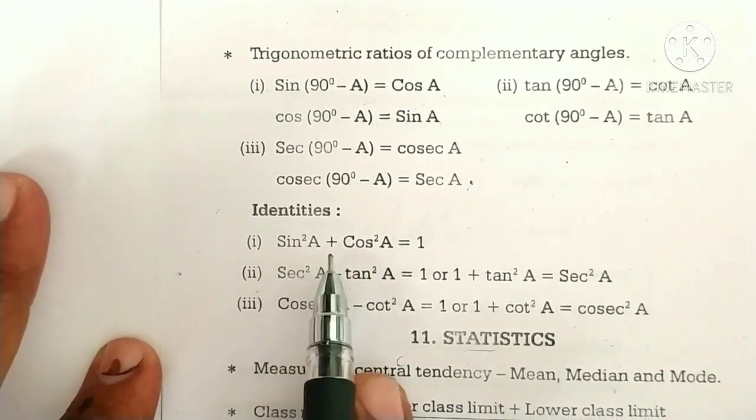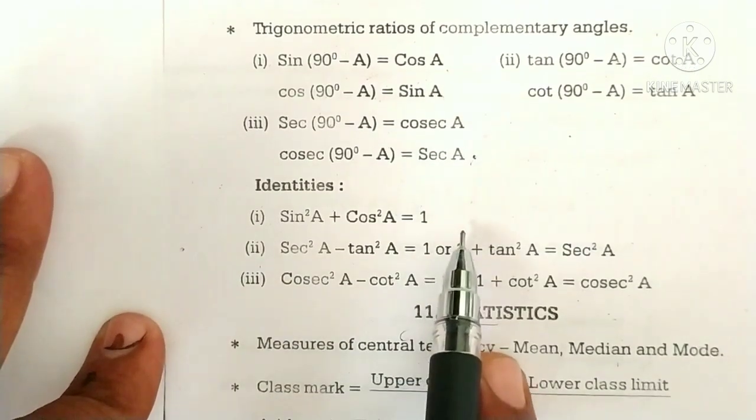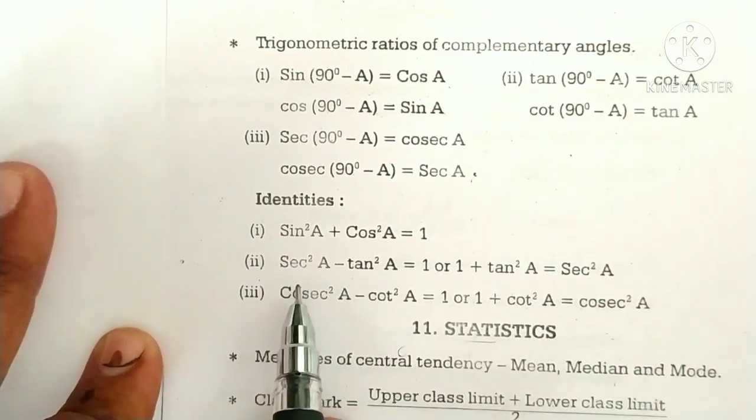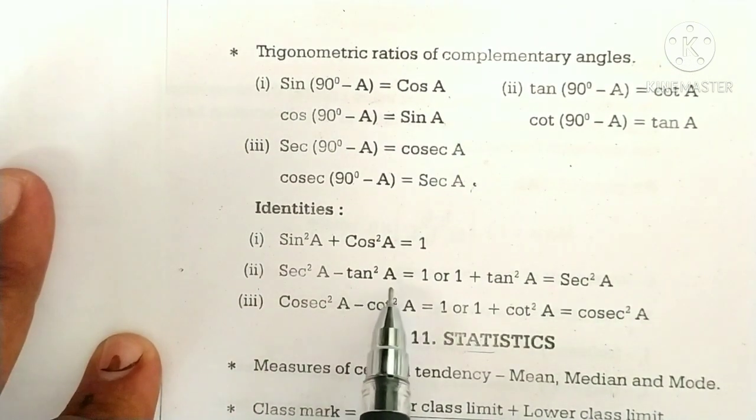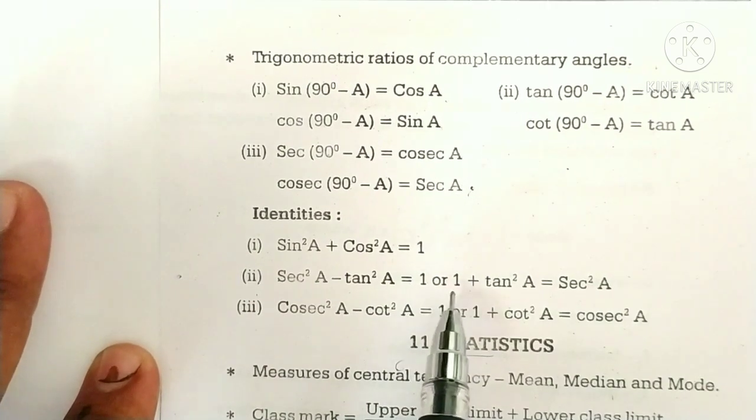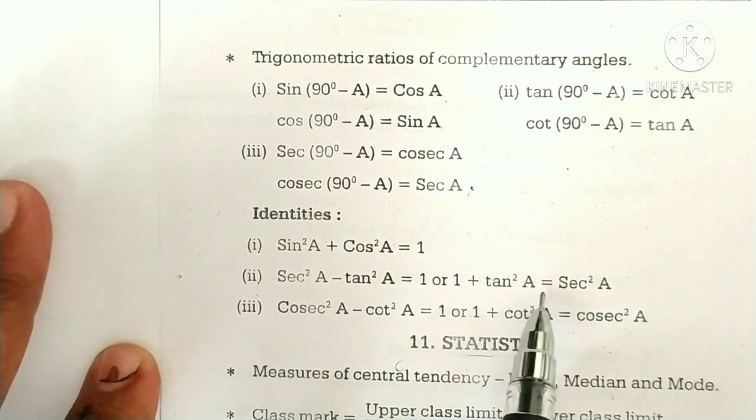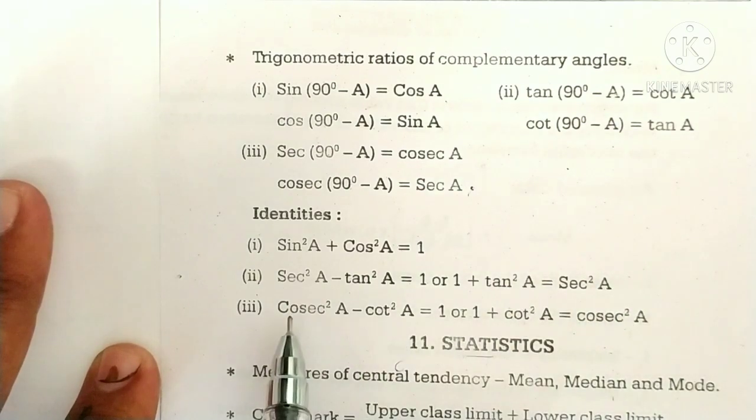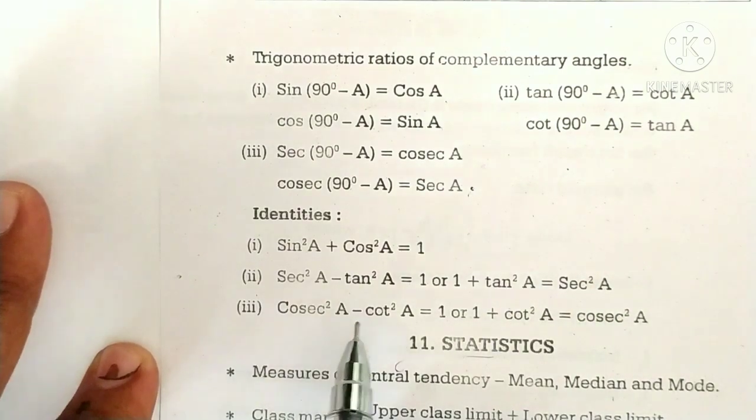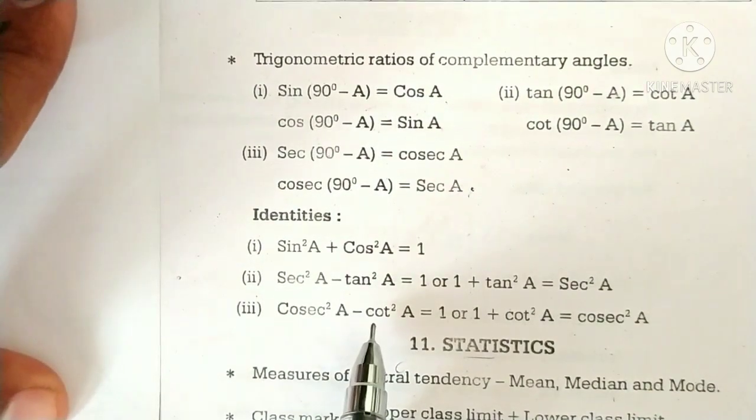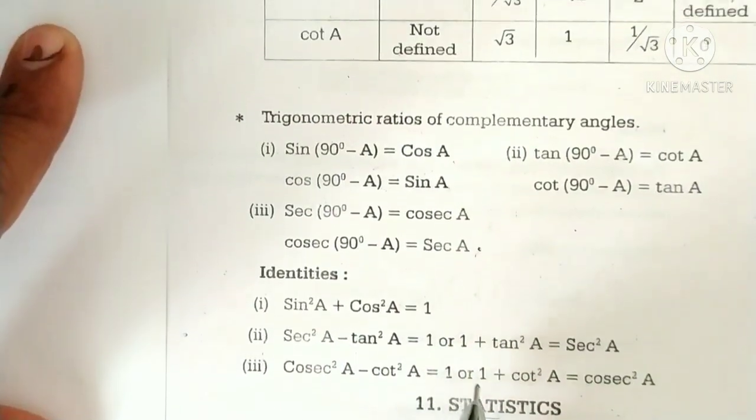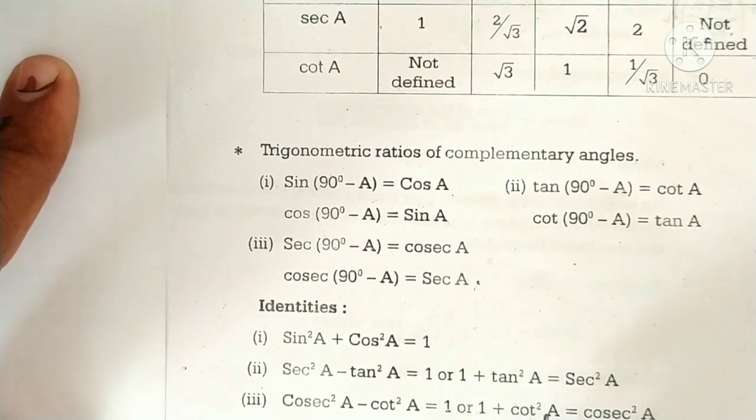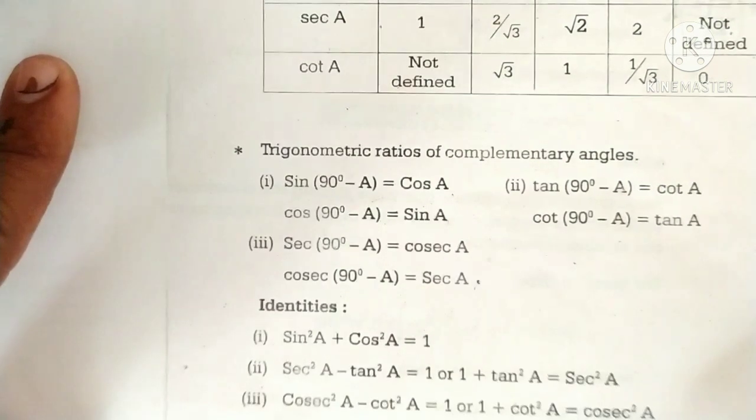Identities: sin square A plus cos square A is equal to 1. Then sec square A minus tan square A is equal to 1, or 1 plus tan square A is equal to sec square A. Next, cosec square A minus cot square A is equal to 1, or 1 plus cot square A is equal to cosec square A.